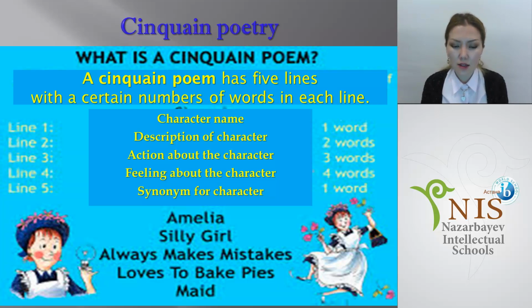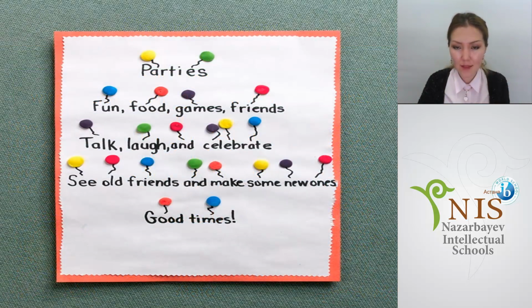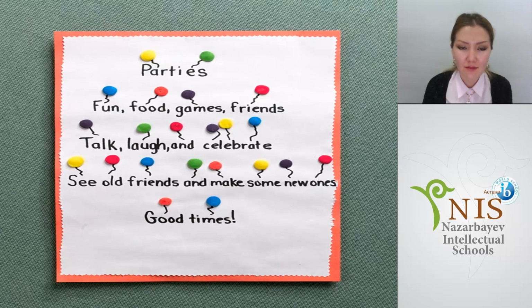Okay, this is an example, let's see it. Amelia, silly girl, always makes mistakes, loves to bake pies, maid. So this is a clear example of a cinquain poem. Next one is parties: fun, food, games, friends; talk, laugh and celebrate; see old friends and make some new ones; good times. So this is a cinquain poem.